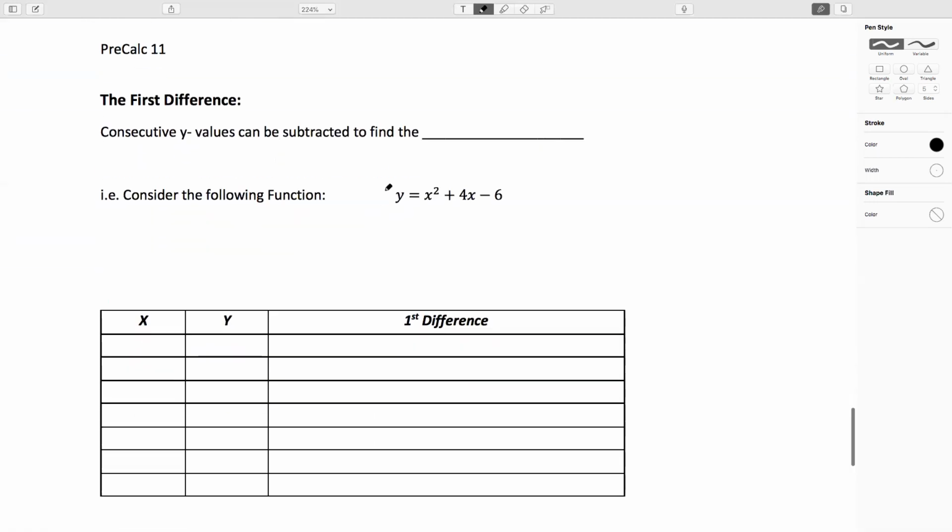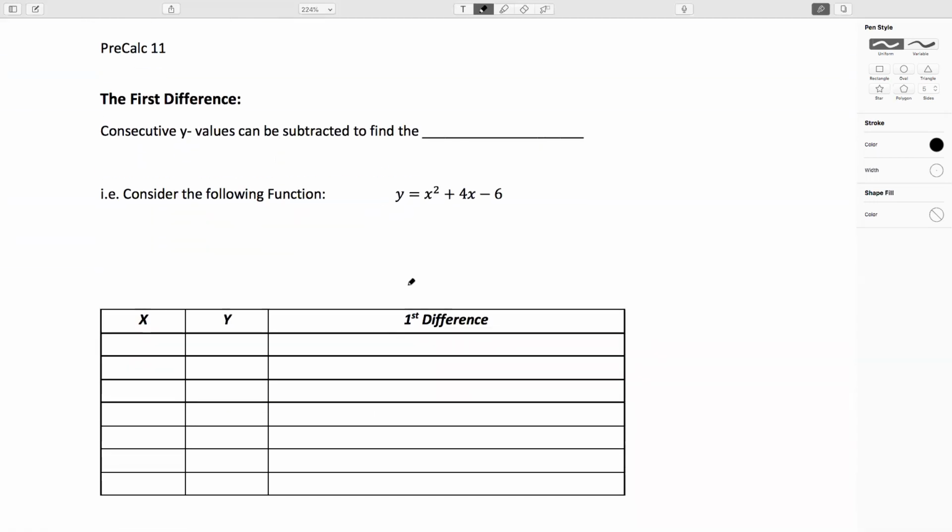All right, so one more concept today. It's called the first difference. And now this is a technique you can use to tell whether a table of values is a table for a quadratic function or whether it's a table for a linear function or some other kind of function. And it's a little bit of a trick because then we don't have to actually graph it to know. So the first difference is created by subtracting consecutive y values. So consecutive y values can be subtracted to find the first difference.